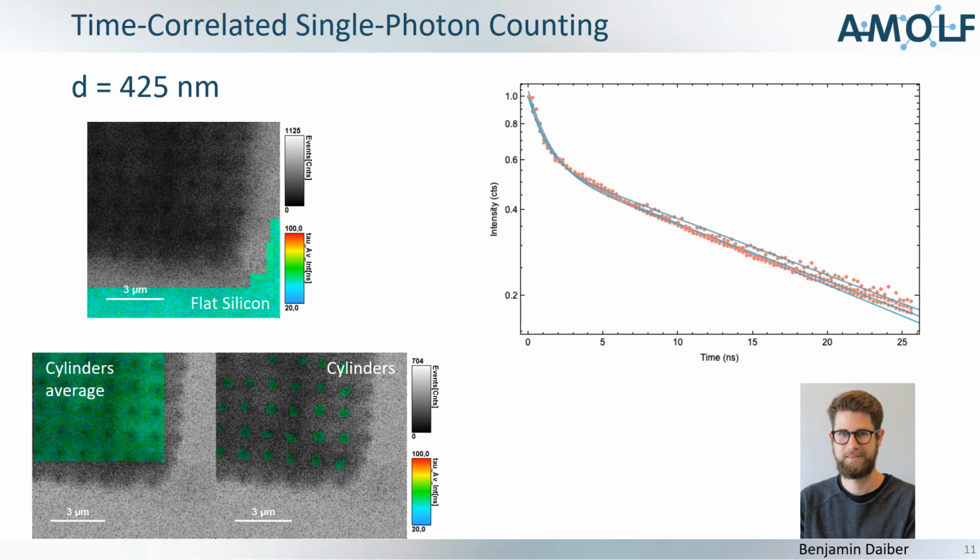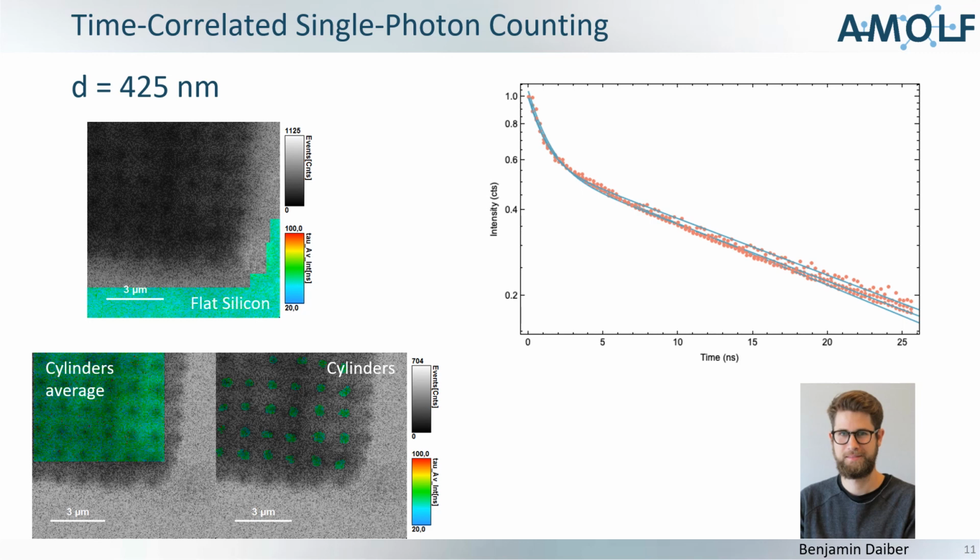Then we can also zoom in to the fastest lifetime, which is shown here on the right, where as a function of time we plot the intensity of the counts of the emission. And then we see that 3 curves are here lying on top of each other for the 3 different regions that are shown on the left. These measurements are done by Benjamin and also the analysis, where we show that, as expected from the previous slide, the lifetime should be about the same on the flat silicon versus on the cylinders.